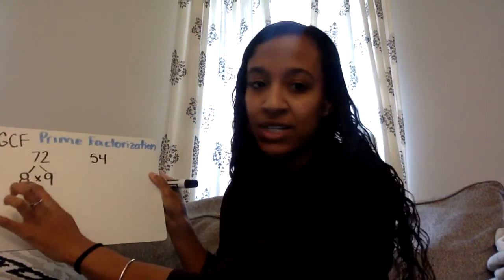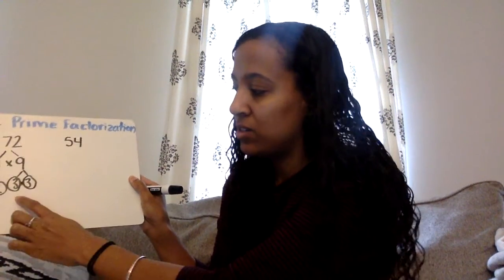What do I multiply to get to 8? 4 times 2. Now 2 is prime, so I'm done factoring there. I can still factor 4 into prime factors. On the other side, 9 is 3 times 3. So I now found all the prime factors of 72.